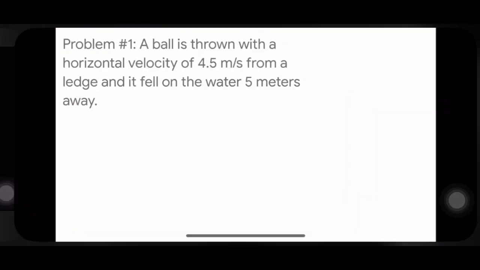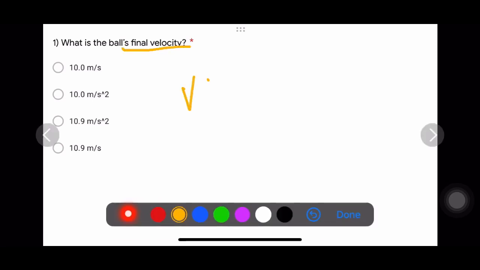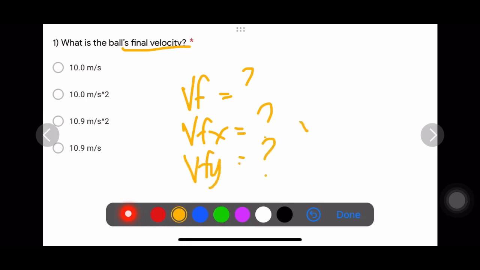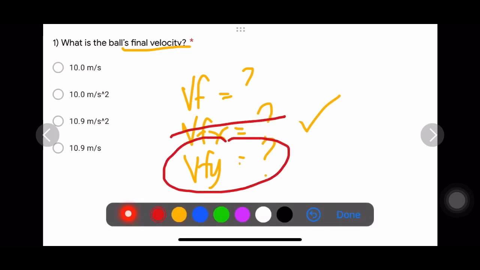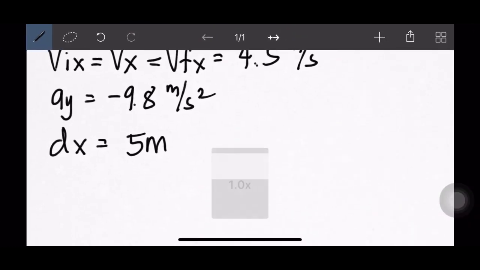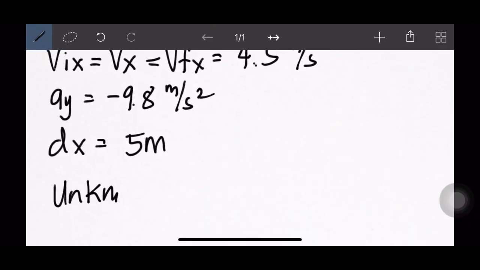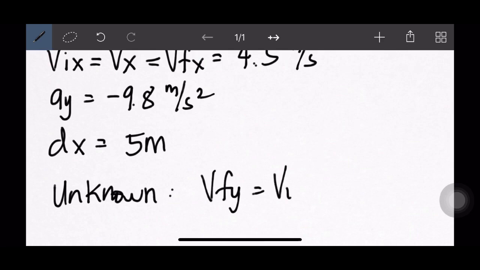Going back, what are the unknowns that we're going to solve here? What is the ball's final velocity? Here, we're going to look for Vf. We have Vfx, right? Because projectile motion is, again, a combination of x component and y component. And this one is already given, so no need to solve it. So we will only solve for Vfy, and we list it in the unknowns. So we have Vfy, that's also Vy.